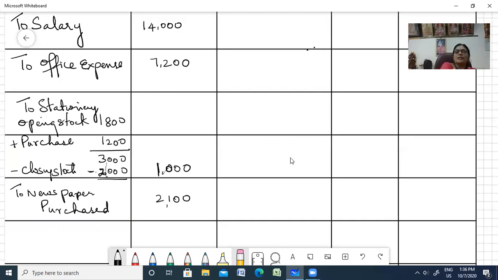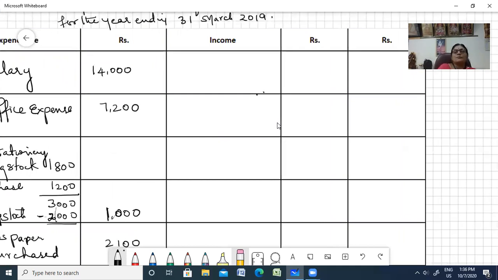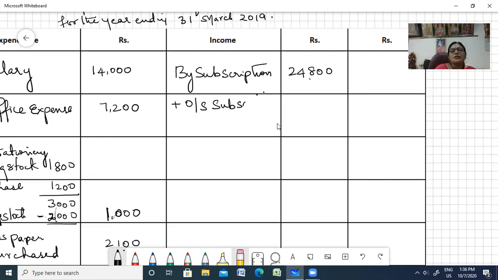Let us go to the income side. Now income side, first entry is by subscription. The subscription is 24,800. Then you have an outstanding here. So plus outstanding subscription for the year. Plus outstanding subscription is 1,700. So the total is 26,500.